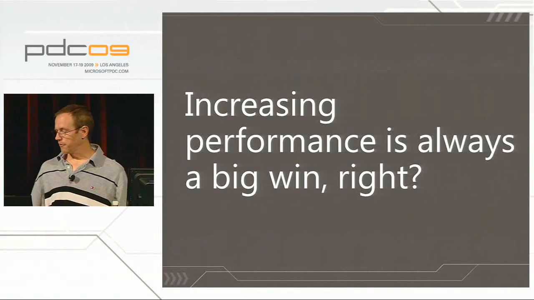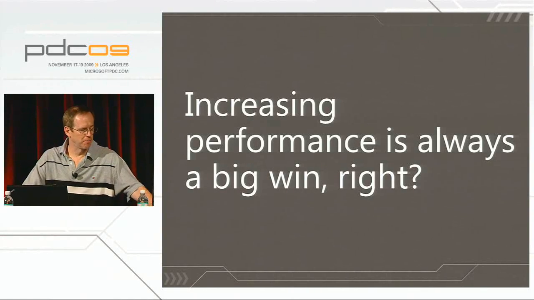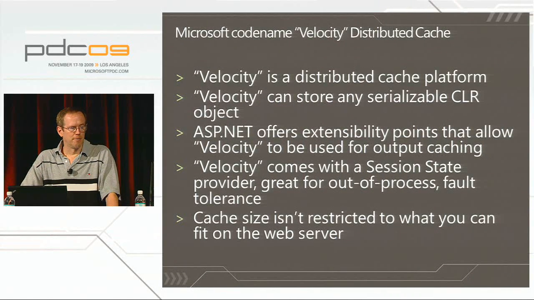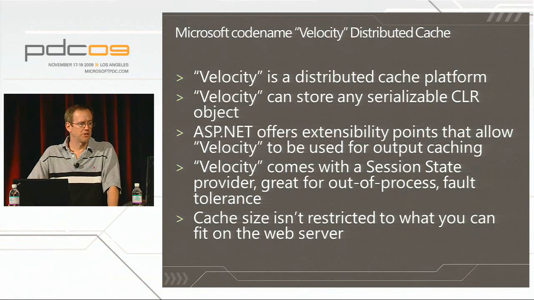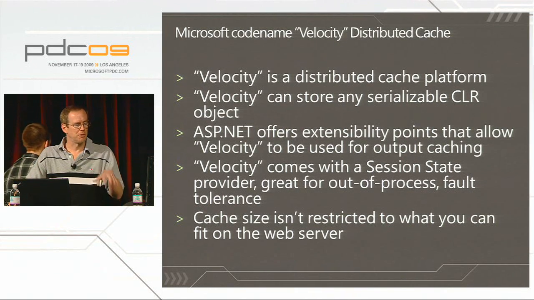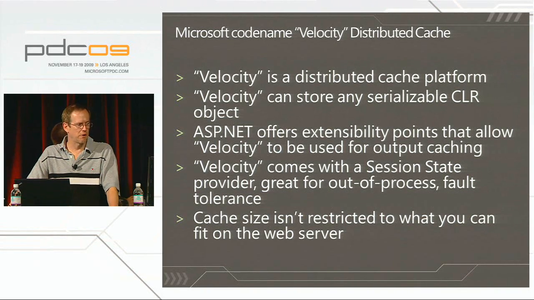So obviously, increasing performance is always important, and that's something that we always focus on in our team. One of the products that the data team's been working on for the last couple of years is called Velocity, which is a distributed cache platform. Basically, it can store anything, and it can store it in a farm scenario. So if you're building a large website and need to store stuff in a cache across many machines, that's what Velocity is for. It comes with a session state provider out of the box.